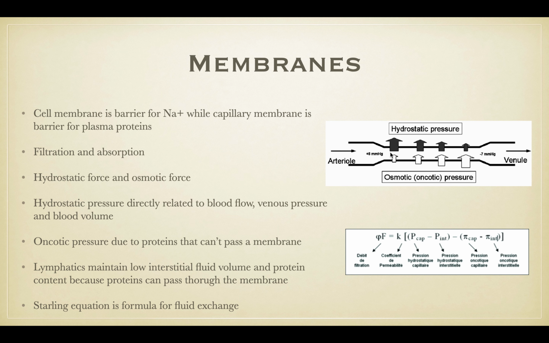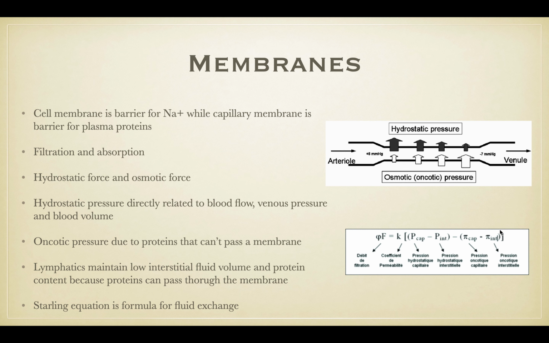So hydrostatic pressure pushes outwards, while osmotic or oncotic pressure pushes inward. Hydrostatic pressure is more related to blood flow. So you measure that in the venous pressure and blood volume. And oncotic pressure is due to the proteins, so they kind of build up and they can't pass the membrane. And the lymphatics maintain a low interstitial volume and protein content because proteins can pass through the lymphatics easily.